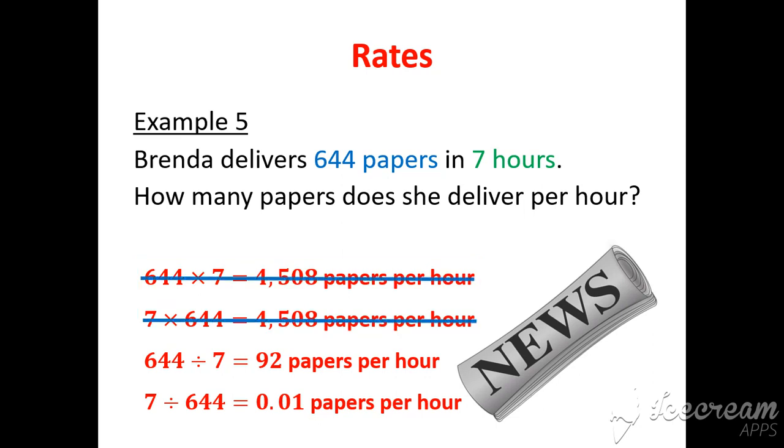So we'll ditch those. This again looks ridiculous. That's not even 1 paper per hour. So we'll ditch that. And to get the answer, we've taken the number of papers and divided it by the time to get 92 papers every hour.